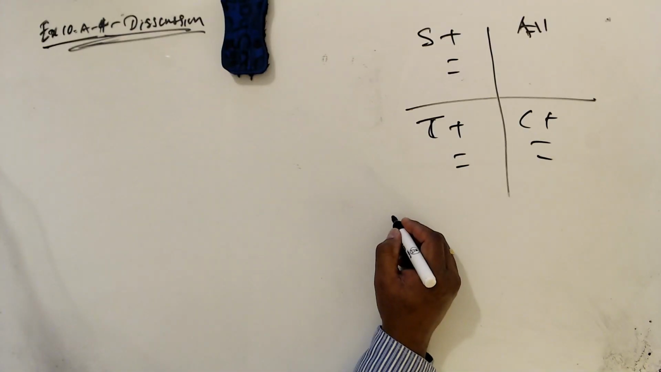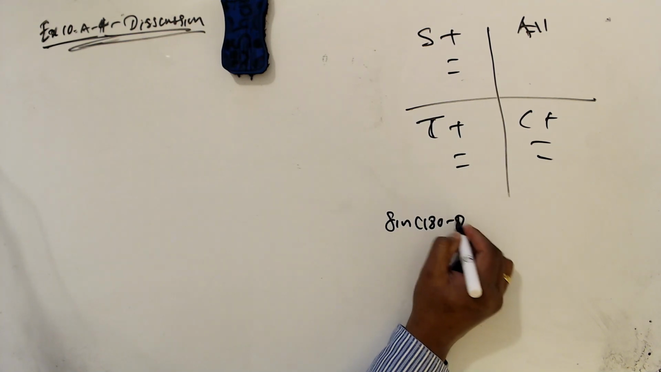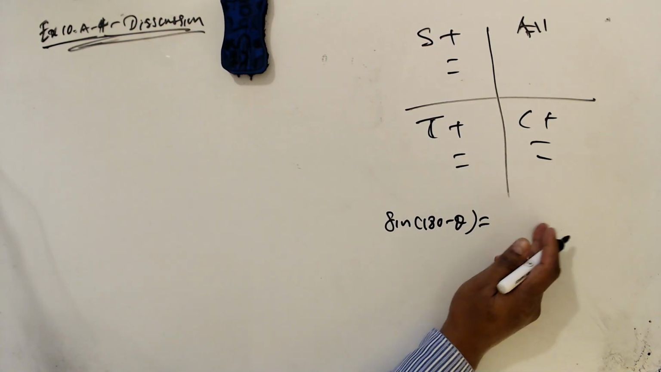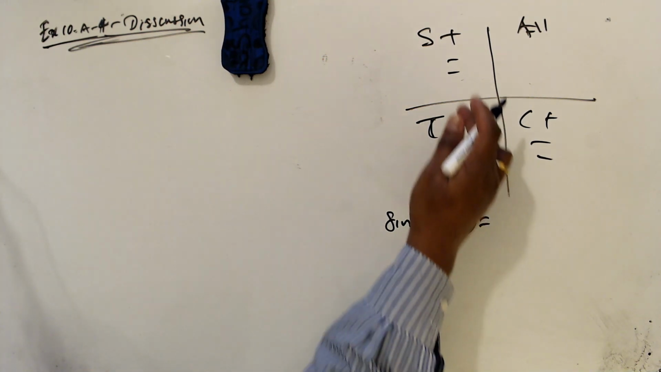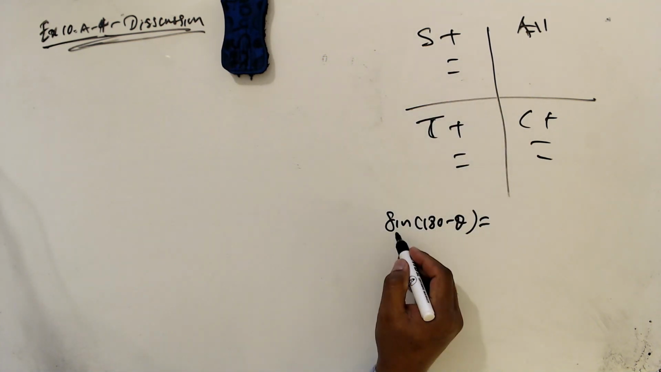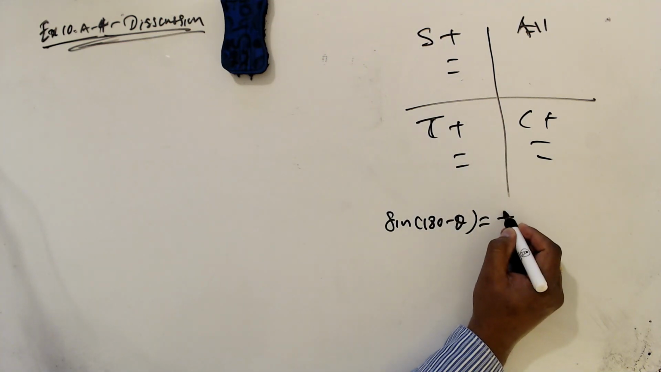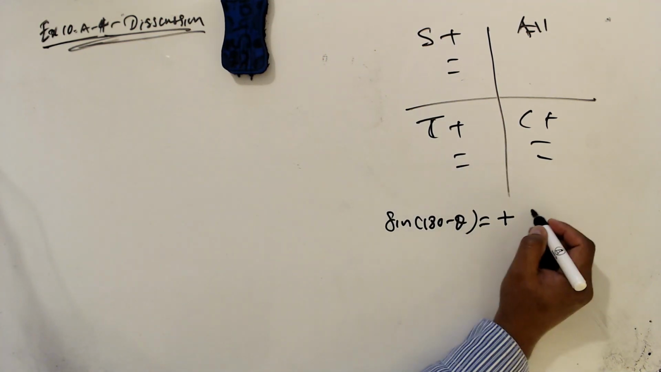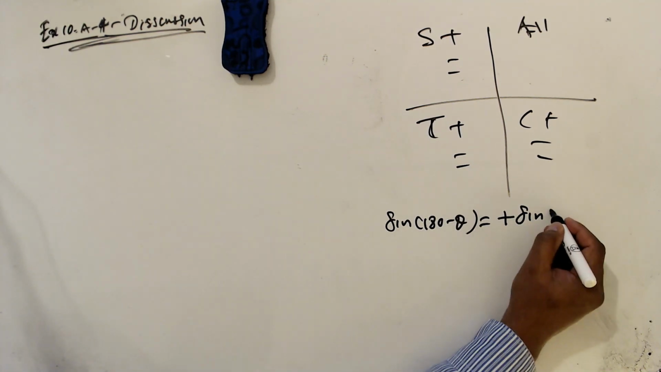Now we'll write again sine 180 minus theta. So what is the answer? 180 minus theta is in the second quadrant. In the second quadrant sine is positive, because of that the symbol is positive, and then simply write sine with this theta.